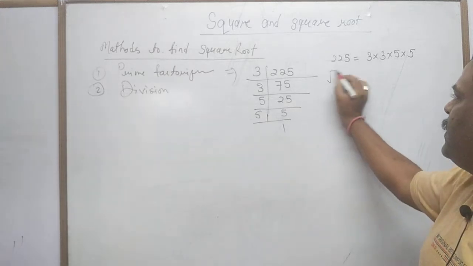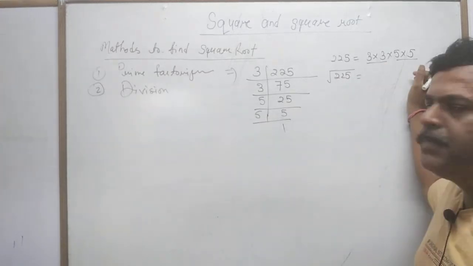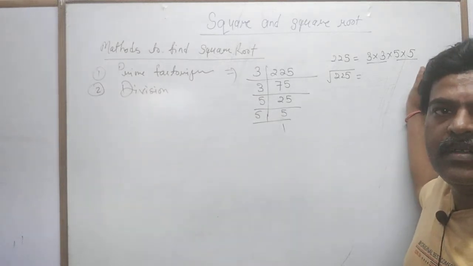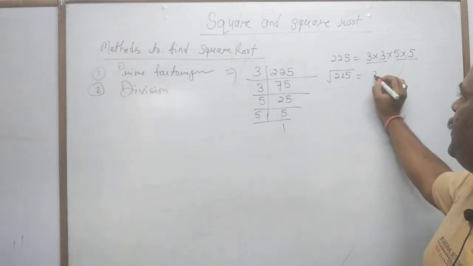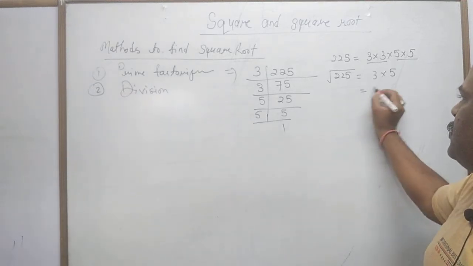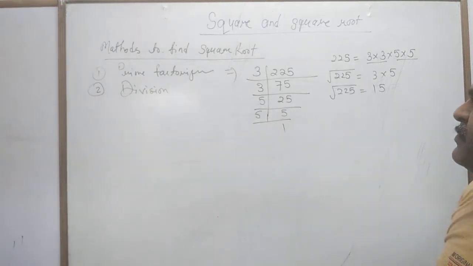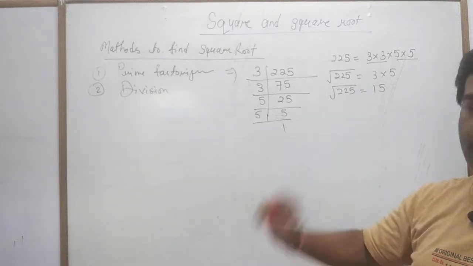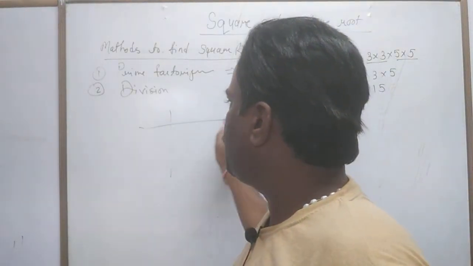Now to find the square root, we have to find the digits which are in pair. Means one pair of 3 is here and one pair of 5 is here. So 3 fives are 15, which is the square root of 225. This is the sign for square root, and this sign is equal to the power 1 by 2. Okay. Now the second method is the division method. I am also showing that method.